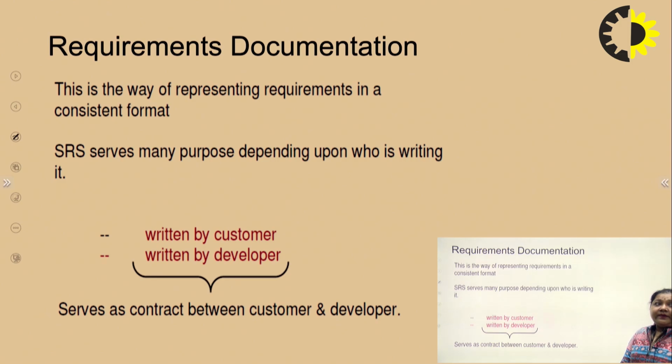Next is the requirement documentation. This is the way of representing requirements in a consistent format, because documentation is very necessary, as we already see in our process of requirement elicitation, in which we gathered all the information. Next we see the requirement analysis, in which the gathered information has been refined and analyzed, and now that data needs to be documented.